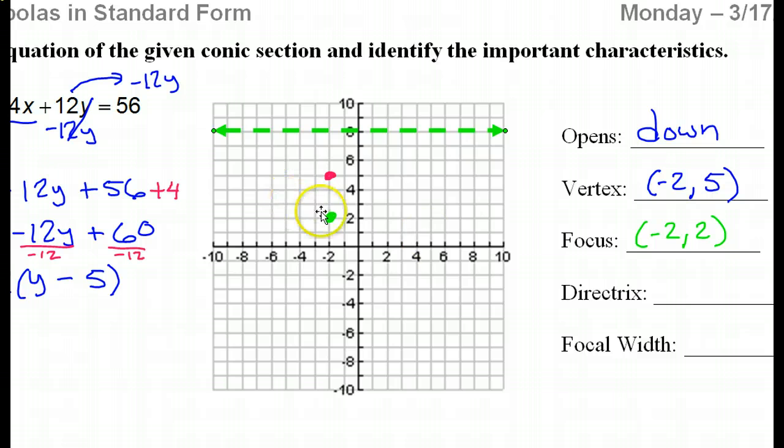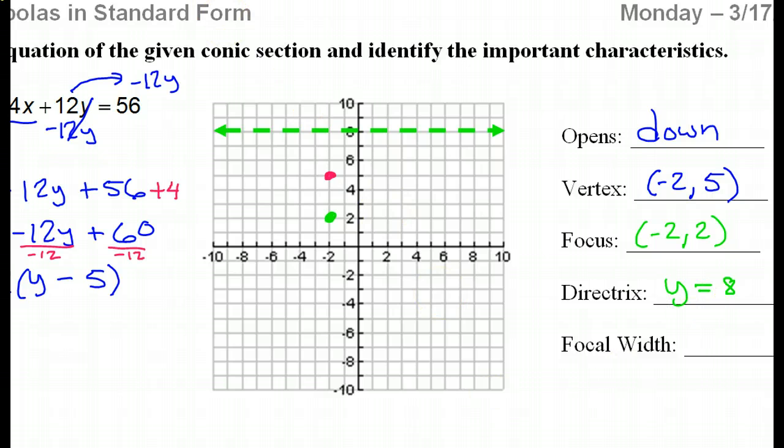Okay, now we just, oh yeah, let's go ahead and name it. So this is y equals 8. Horizontal lines are always y equals the number. Vertical would be x equals. Okay, now we just need 2 more points somewhere around the focus so we can graph this thing.